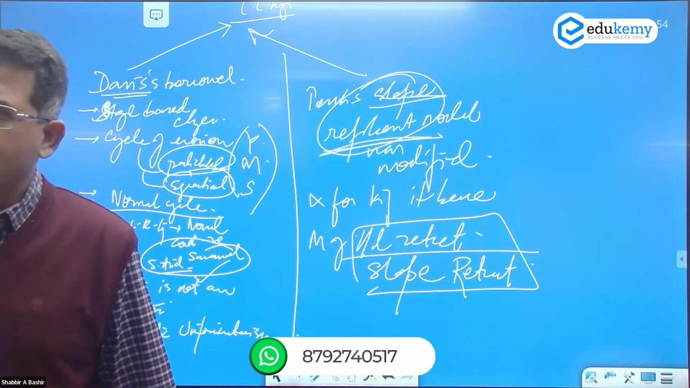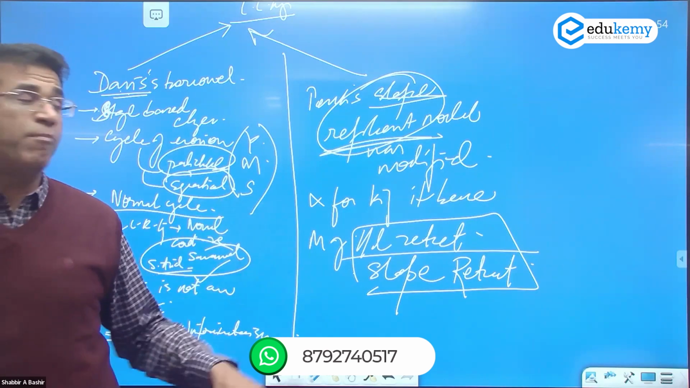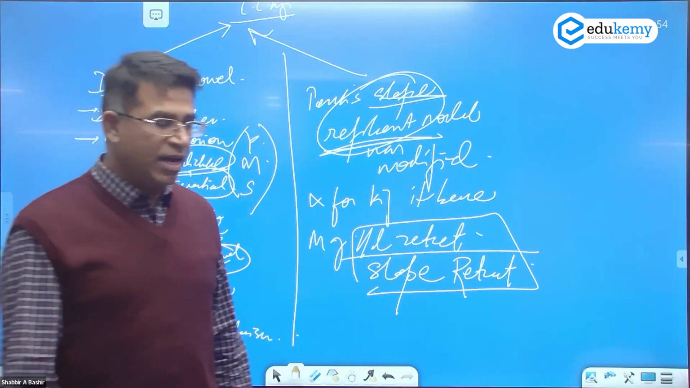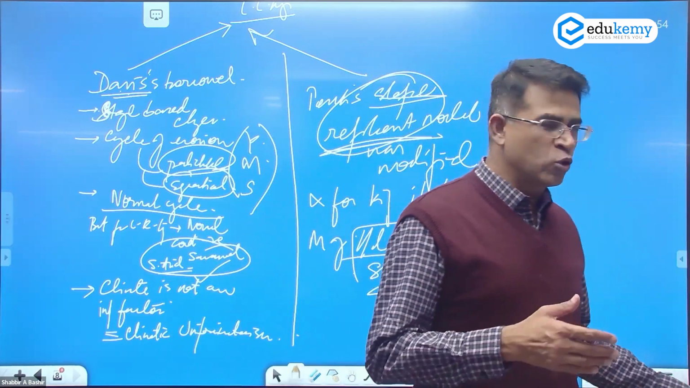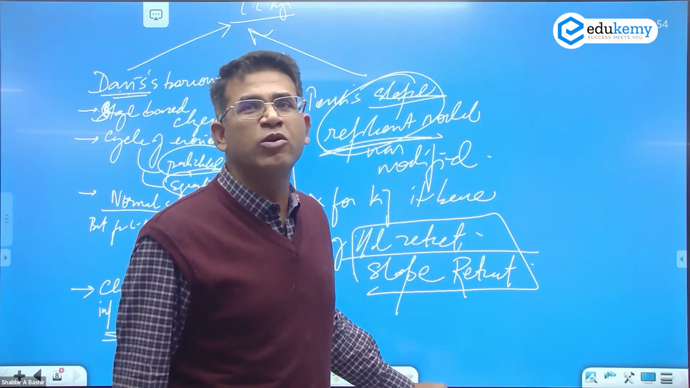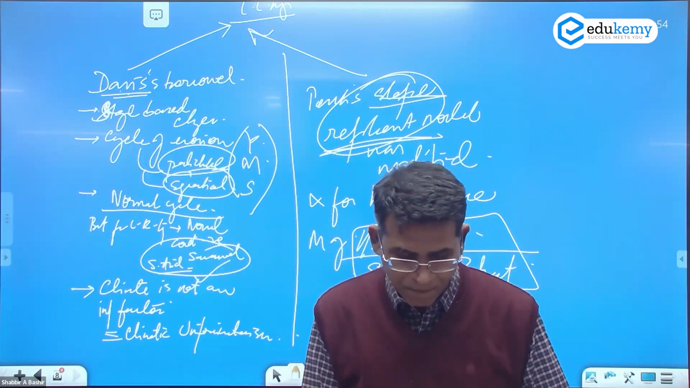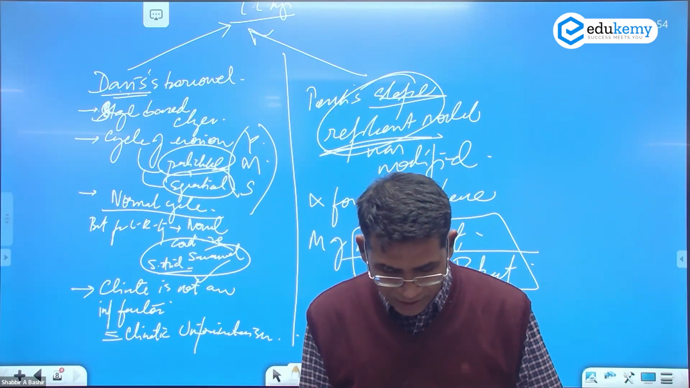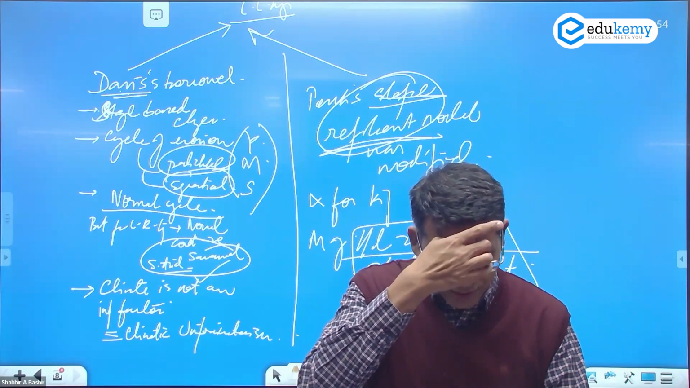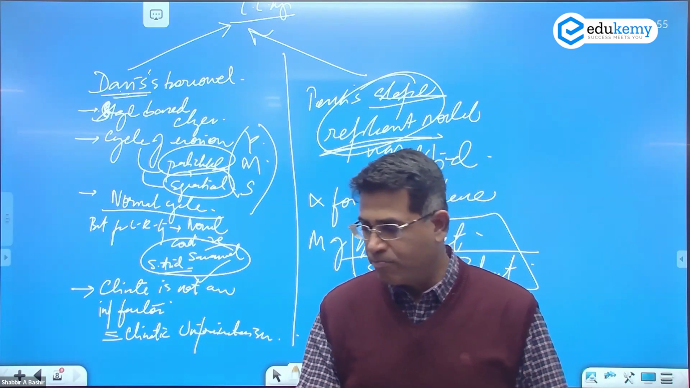In fact, they are so similar that many people thought Penck's model is also a slope retreat model. There is so much commonality between the two models that Penck's model was for a long time considered synonymous with the parallel retreat model.